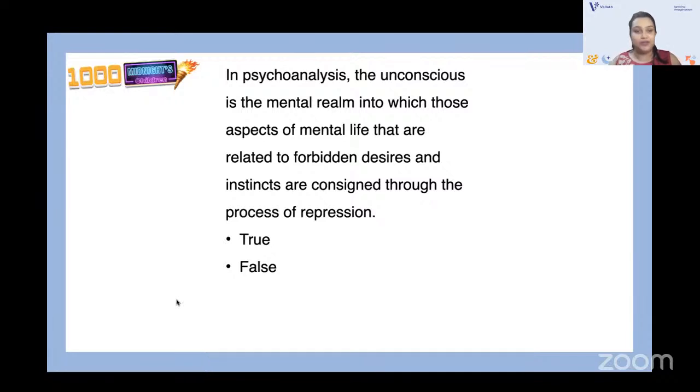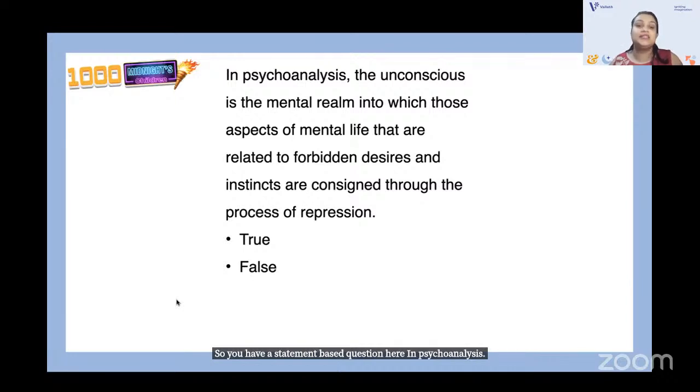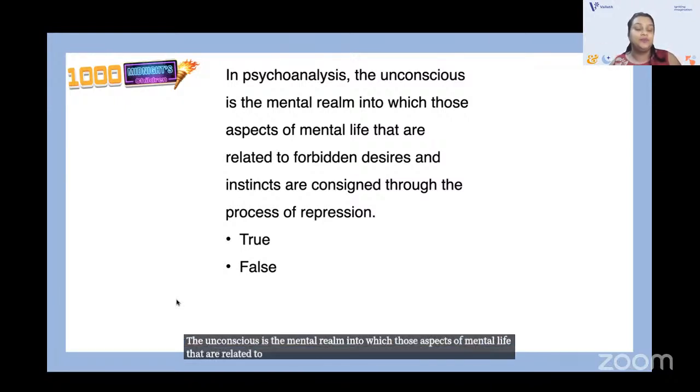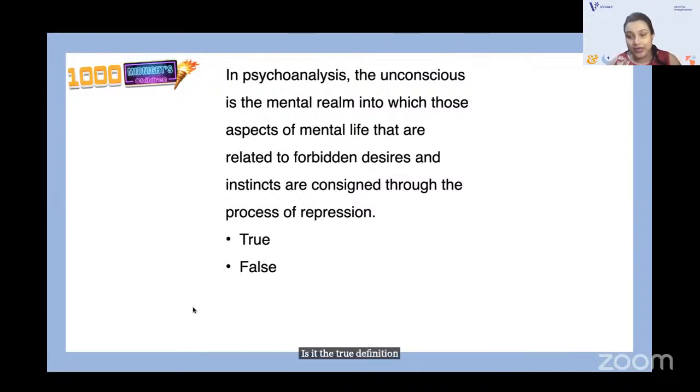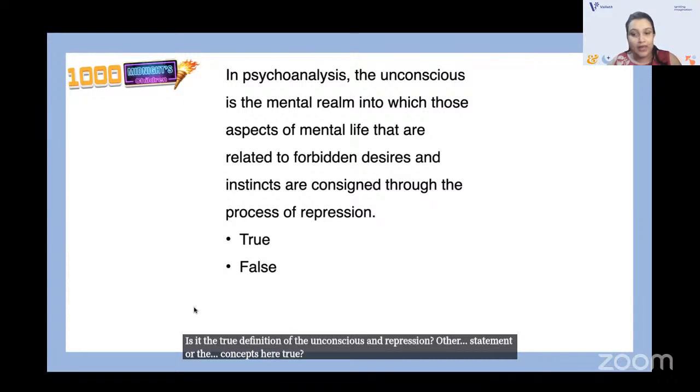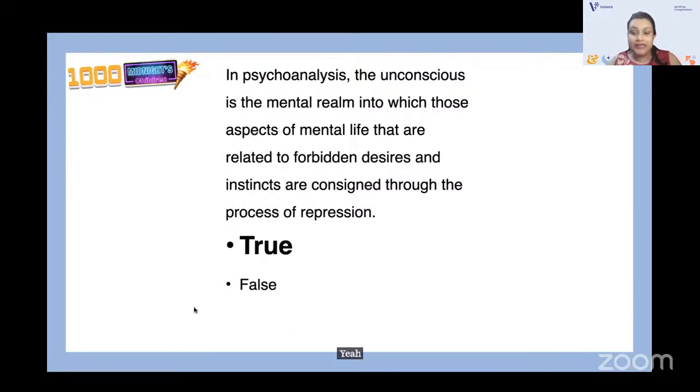So you have a statement-based question here. In psychoanalysis, the unconscious is the mental realm into which those aspects of mental life that are related to forbidden desires and instincts are consigned through the process of repression. Is it the true definition of the unconscious and repression? Are the statement or the concepts here true? Yeah. Unconscious is indeed the realm where all our forbidden desires are repressed and kept there.